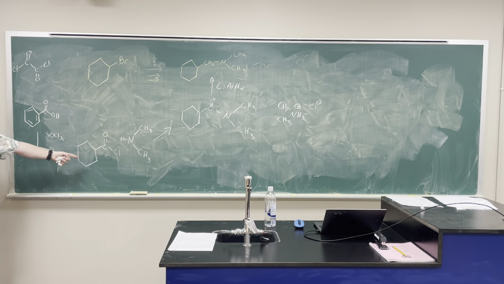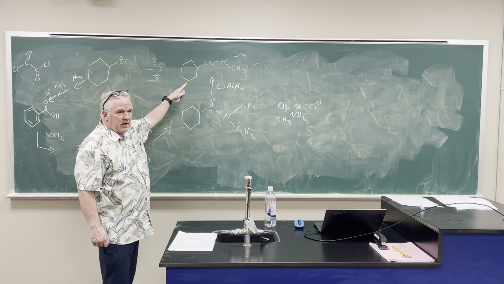So how did we make this? Well, we just use magnesium, make the Grignard, followed by CO2, followed by H plus. Okay? So we take our bromide, we convert it to an acid. We take our acid, convert it to an acid chloride. Take our acid chloride, convert it to an amide, reduce our amide.